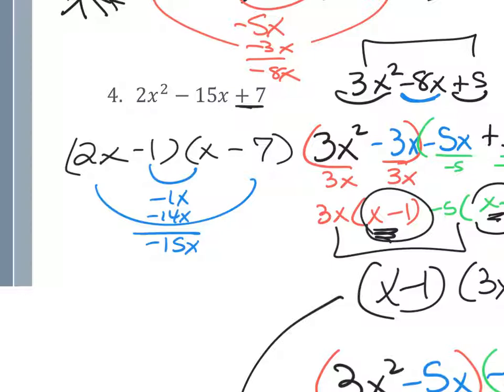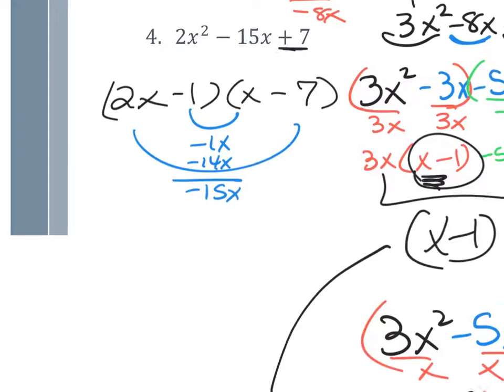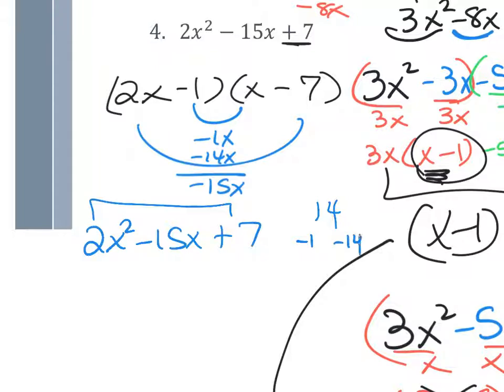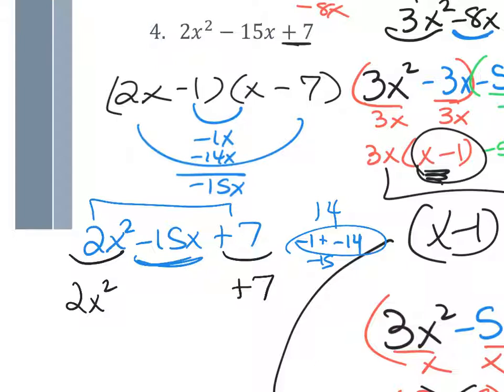Now, same problem, factor by grouping. 2x squared minus 15x plus 7. This time I'm going to multiply the ends and get 14. So I'm looking for the factors of 14 that give me negative 15. And that'll be negative 1 times negative 14, because when I add those, I get the middle. So again, rewrite the first term. Rewrite the end, but then replace the middle with these two numbers.